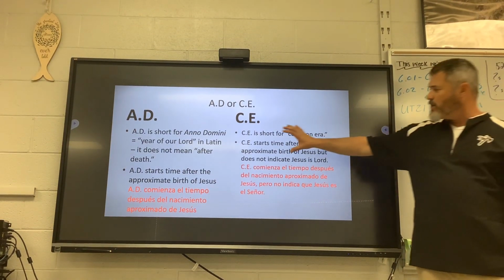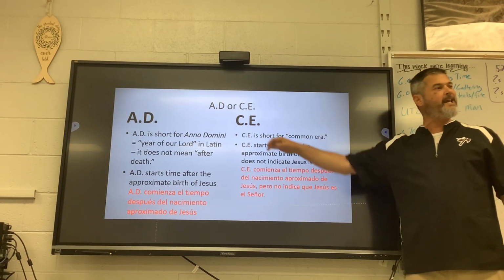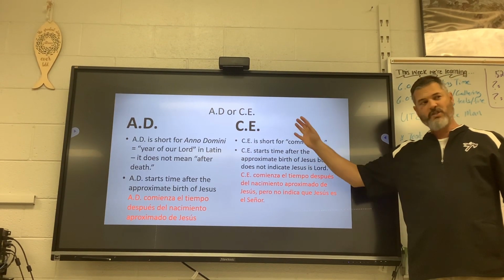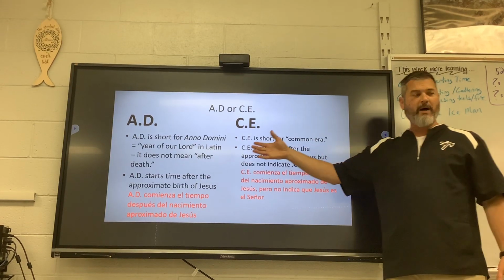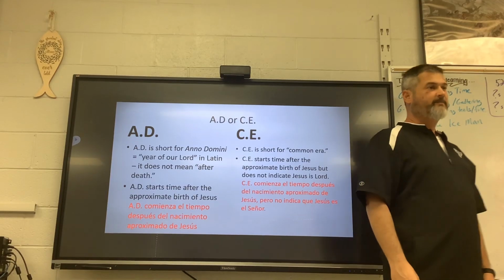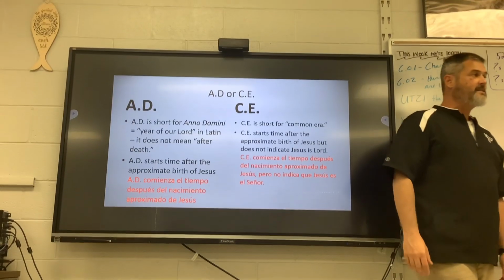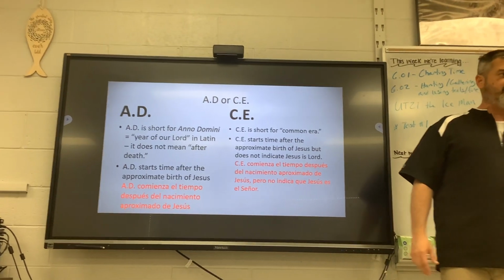AD starts the time after the approximate birth of Jesus. Now, we also have this new thing called CE, which is called Common Era. It's the same thing. It just takes Jesus out of it. It's dumb, and we've used AD and BC for 1,000 years. That's what we're going to use in this class. But if it's on the test, you have to know it. BC and BCE go together. AD and CE go together.